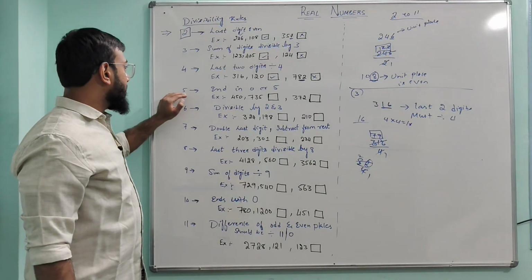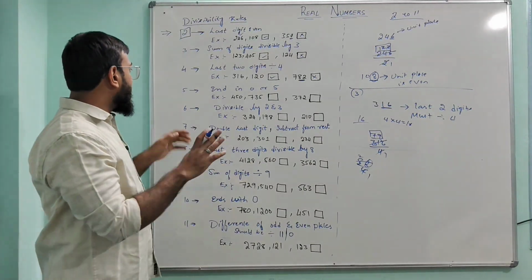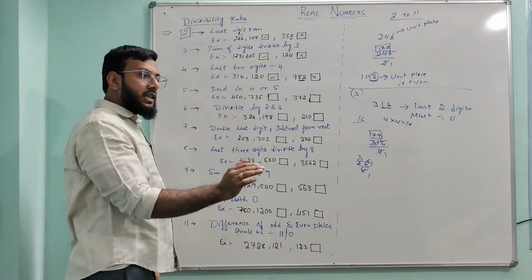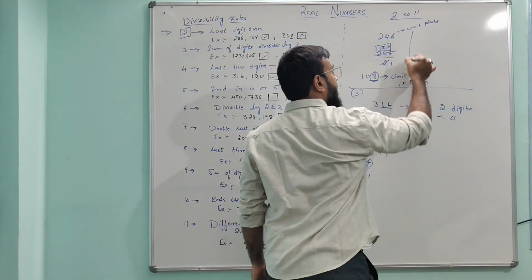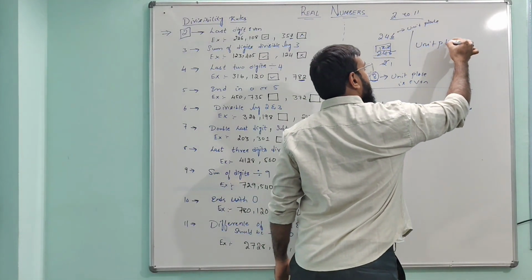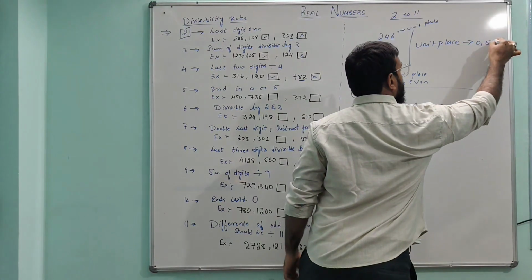Let us come to digit 5. See, for number 5, it's very easy. The unit place should have 0 or 5. The unit place should have, what did I say? The unit place should have 0 or 5.